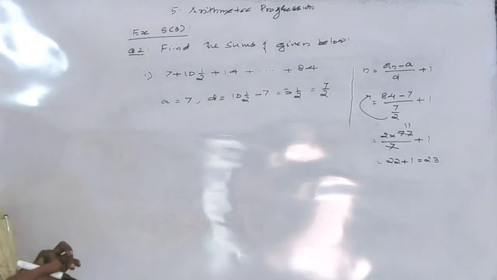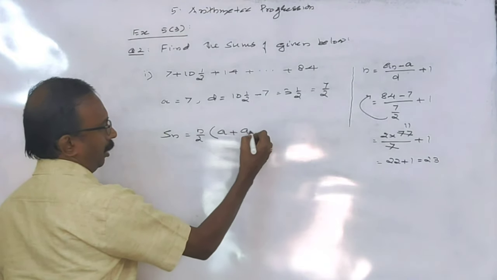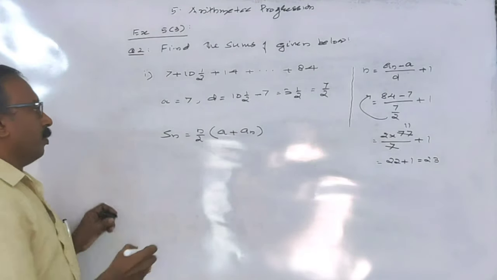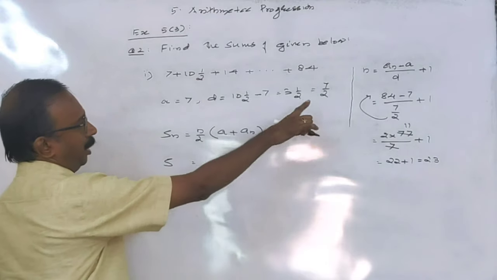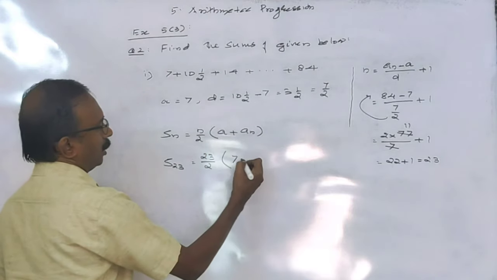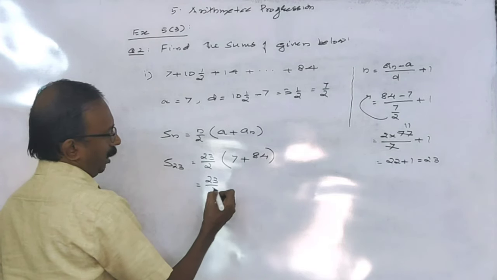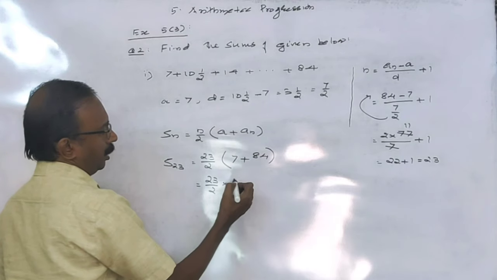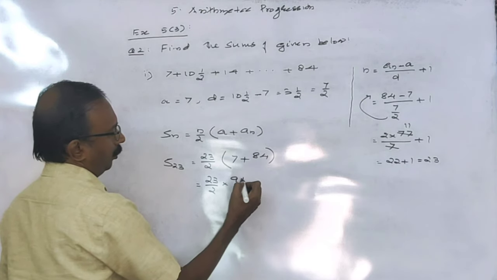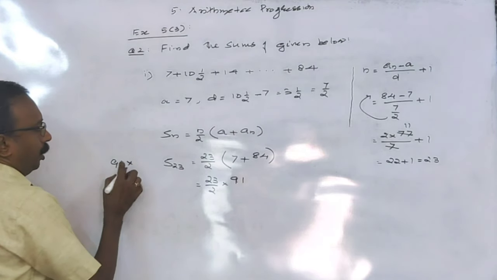Summing the second formula as well. Sn is equal to n/2 × (first term plus last term). This formula is most suitable. So Sn, n is what? 23. 23 by 2 into 7 plus 84. So 23 divided by 2 into 84 plus 7 is 91. So 91 into 23.